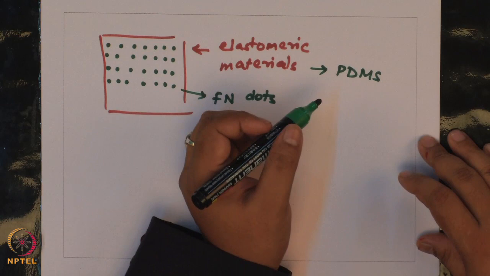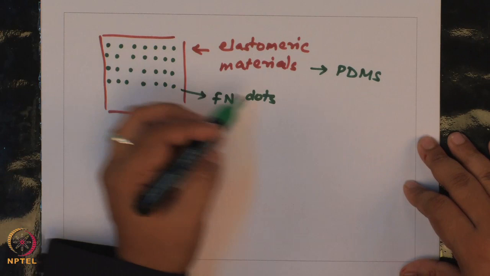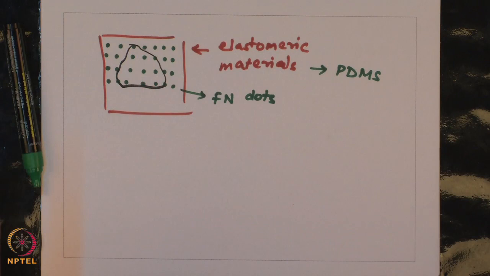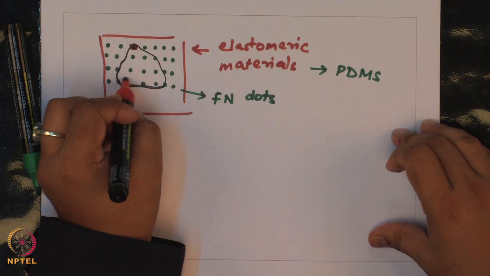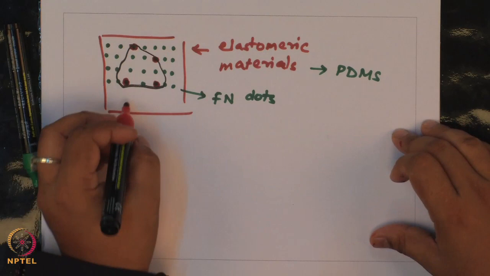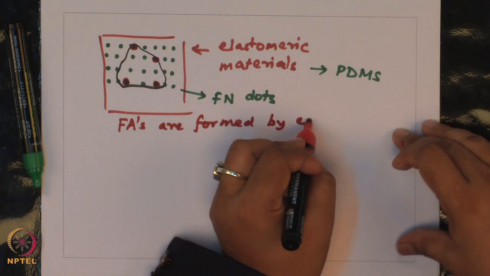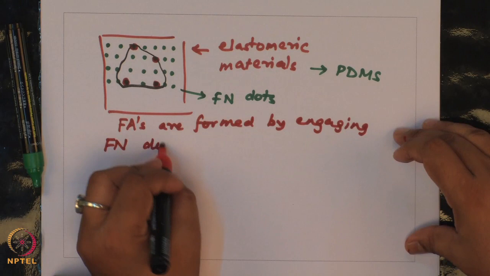is by itself inert, so cells cannot stick on this. But when you functionalize the substrate with these fibronectin dots and you plate cells, they would happily spread on these, and they will make focal adhesions at the site of contact. So you will see focal adhesions being formed by the cells, by engaging fibronectin dots.